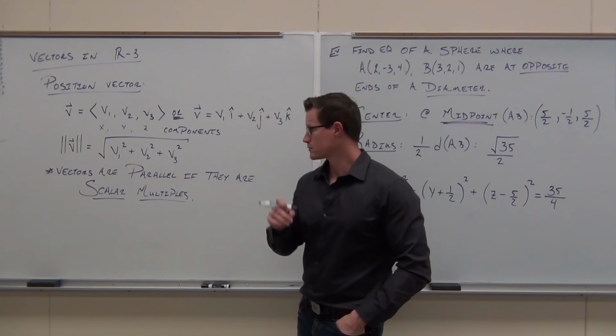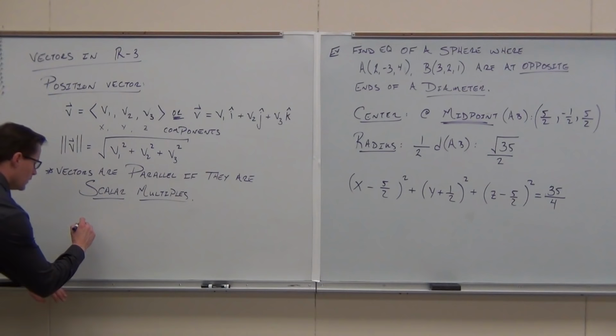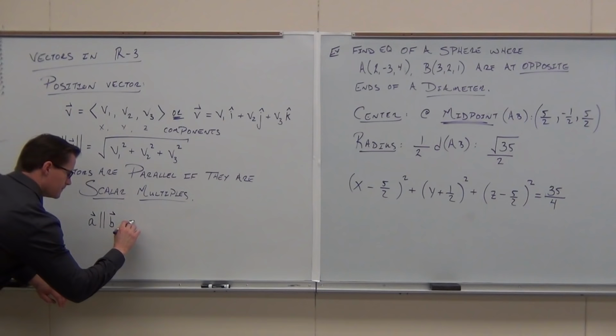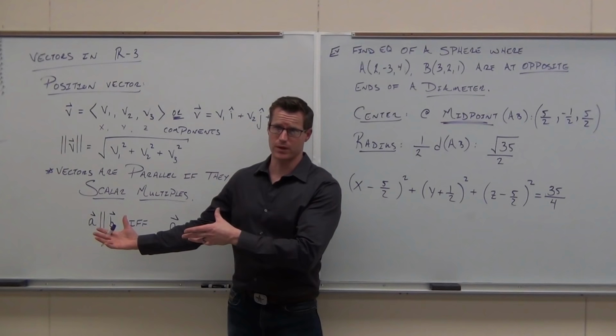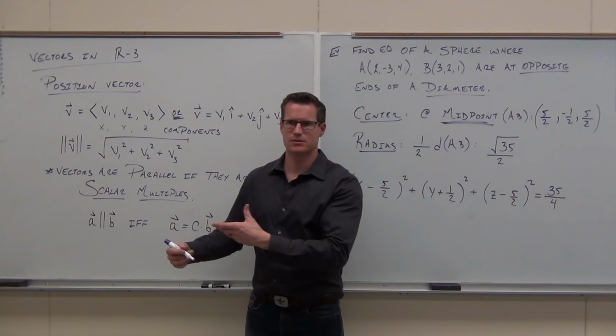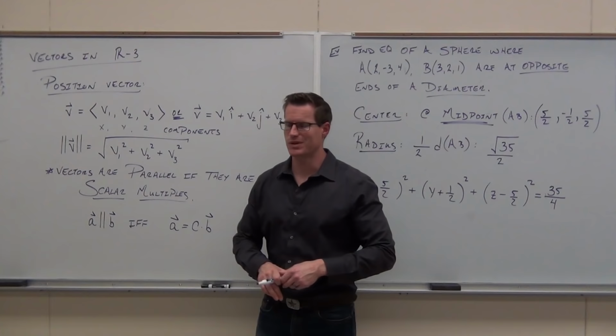If you want the real mathy way to write it: a is parallel to b if a is a scalar times b. That's the way this looks, and we have done this already. Do you remember doing it? We took b, we factored out a number, and we said it's that number times a, or vice versa. We've already done it, so we're going to do that a couple more times in 3D, but that's basically it.